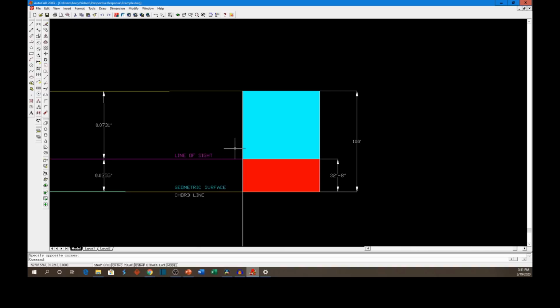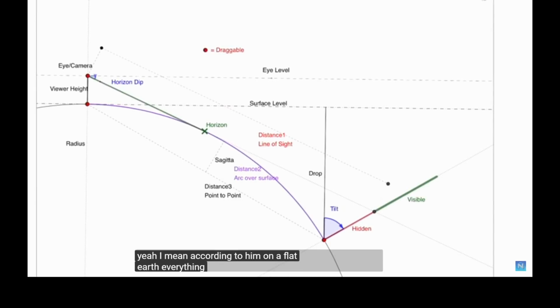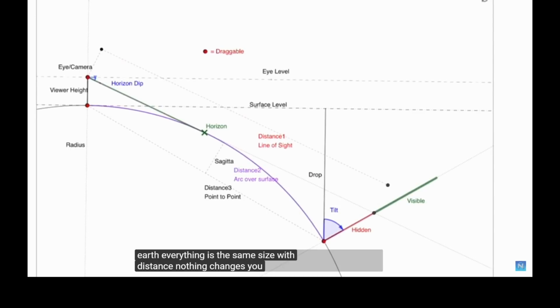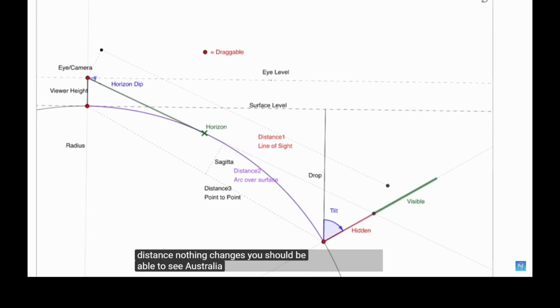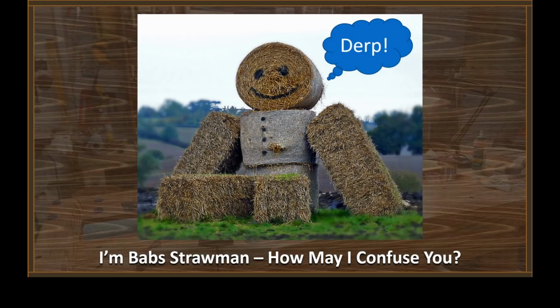You have to make up your own mind whether you've got enough magnification with whatever you're using to observe this target to be able to resolve it. Yeah, I mean, according to him, on a flat Earth, everything is the same size with distance. Nothing changes. You should be able to see Australia from New York. I never said that, Babs, and it's just another failed attempt on your part to create a straw man.